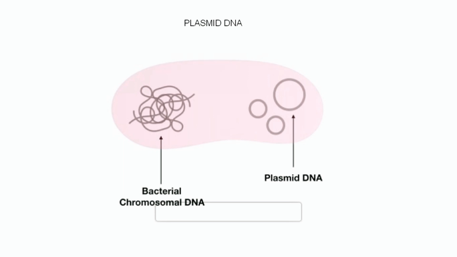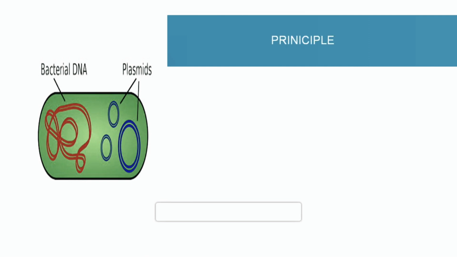Next, coming to the principle, it is based on the alkaline lysis method. The alkaline lysis method is also called alkaline extraction. It is a method used in molecular biology to isolate plasmid DNA from bacteria. It is not only used for isolation of plasmid DNA but also sometimes used to extract plant genetic material.